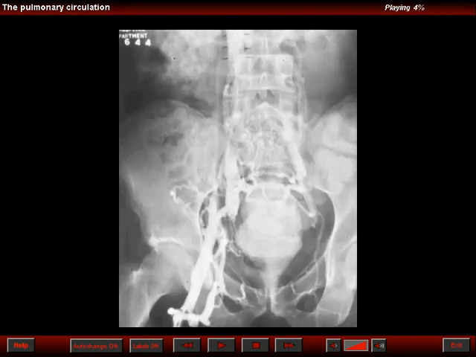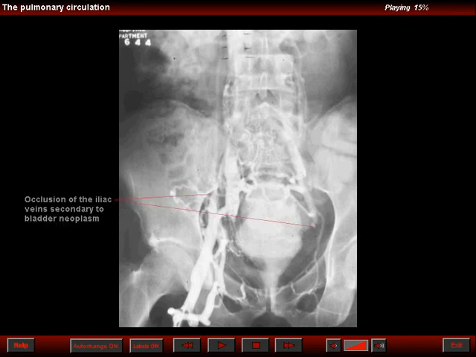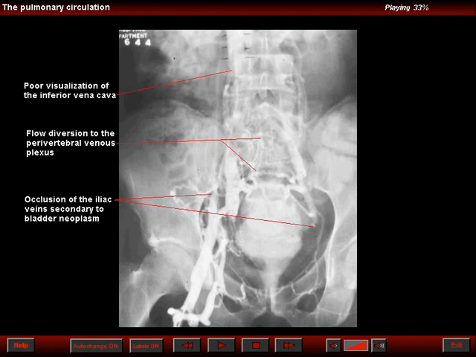This is a patient with a carcinoma of the bladder who developed phlebothrombosis. Note the occlusion of the iliac veins, flow diversion to the perivertebral venous plexus, and poor visualization of the inferior vena cava.